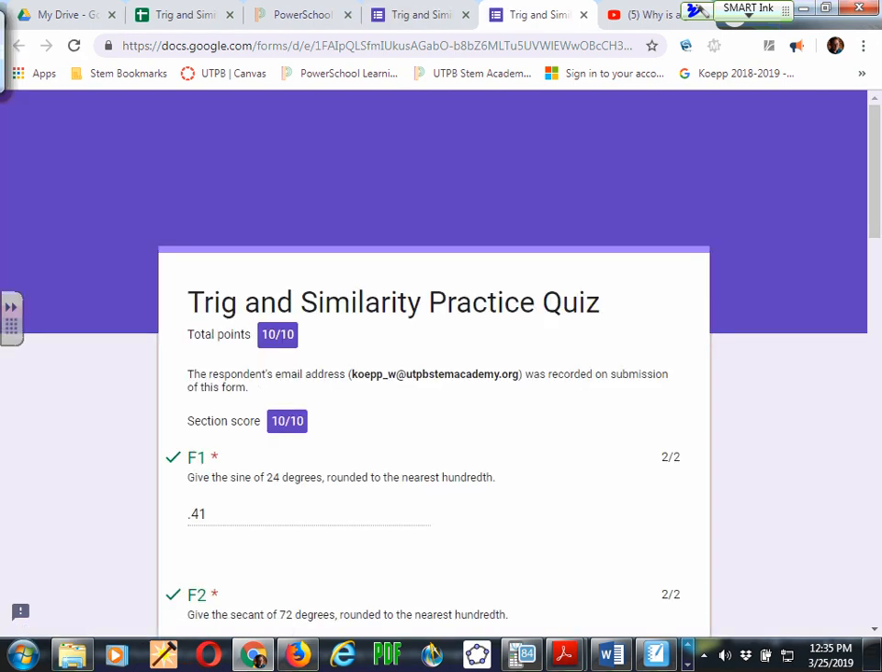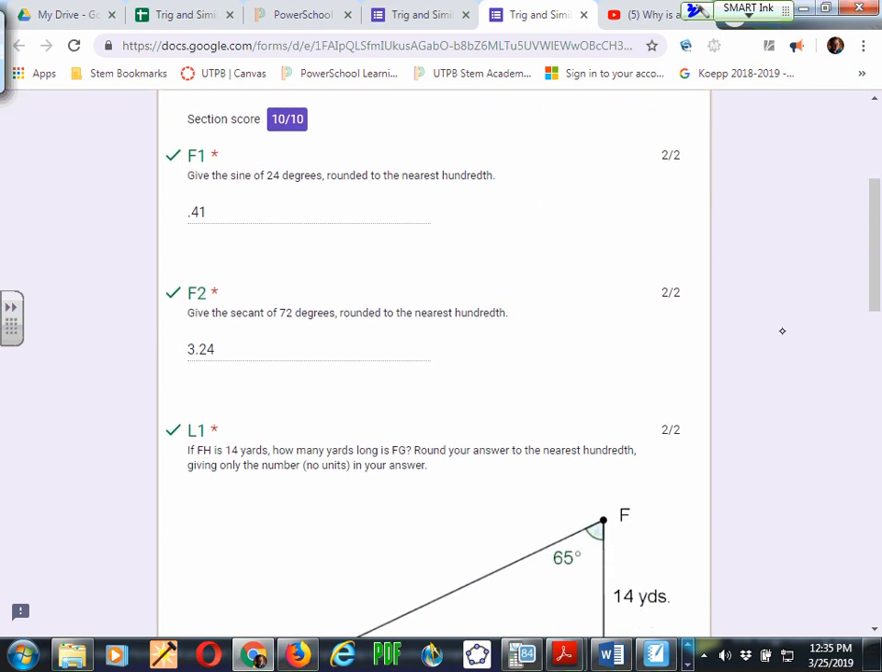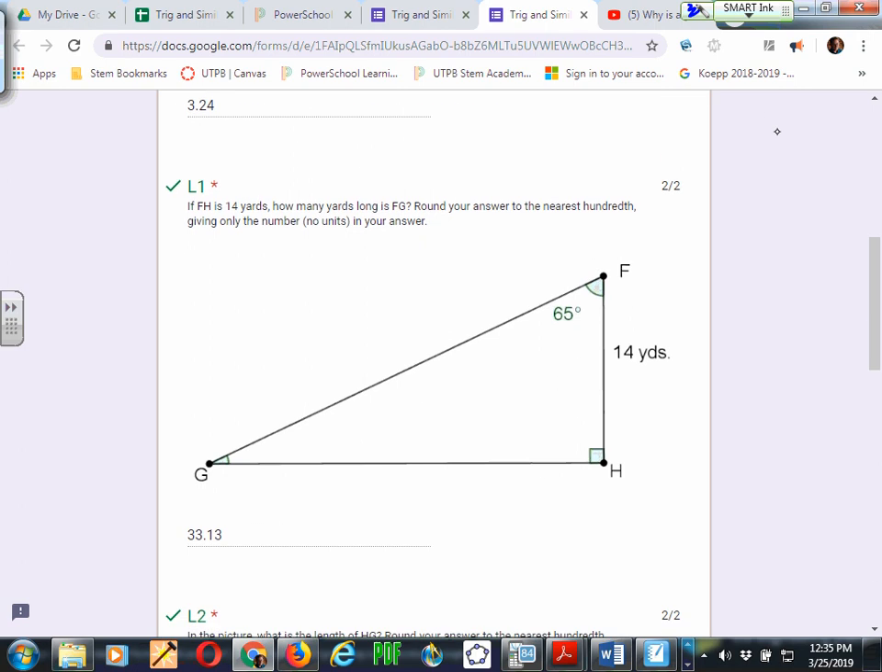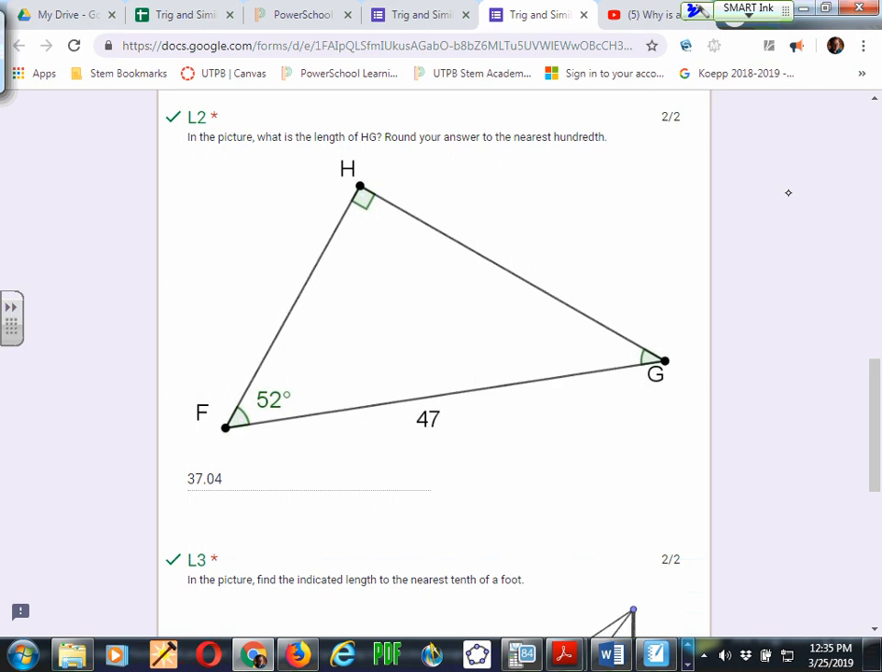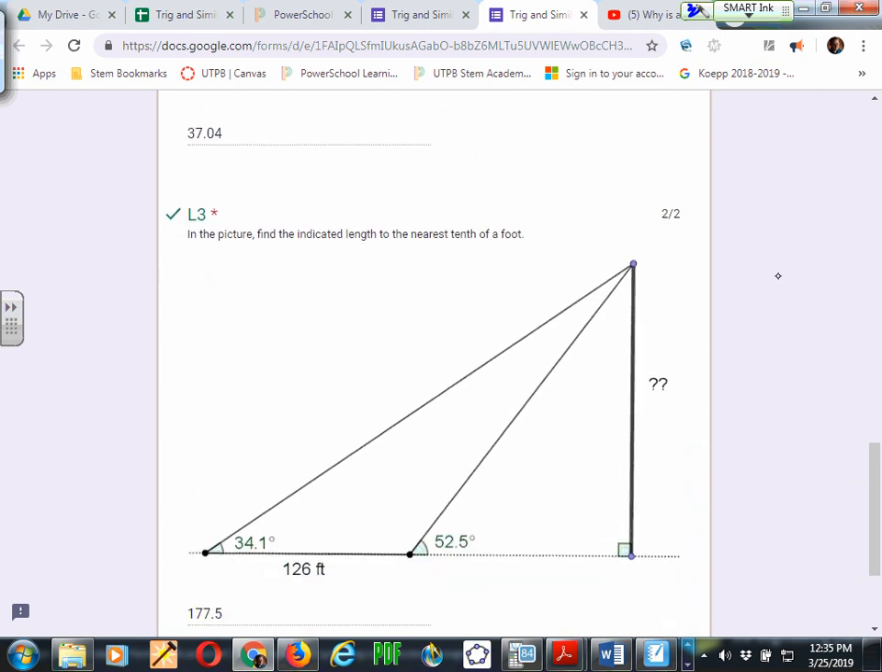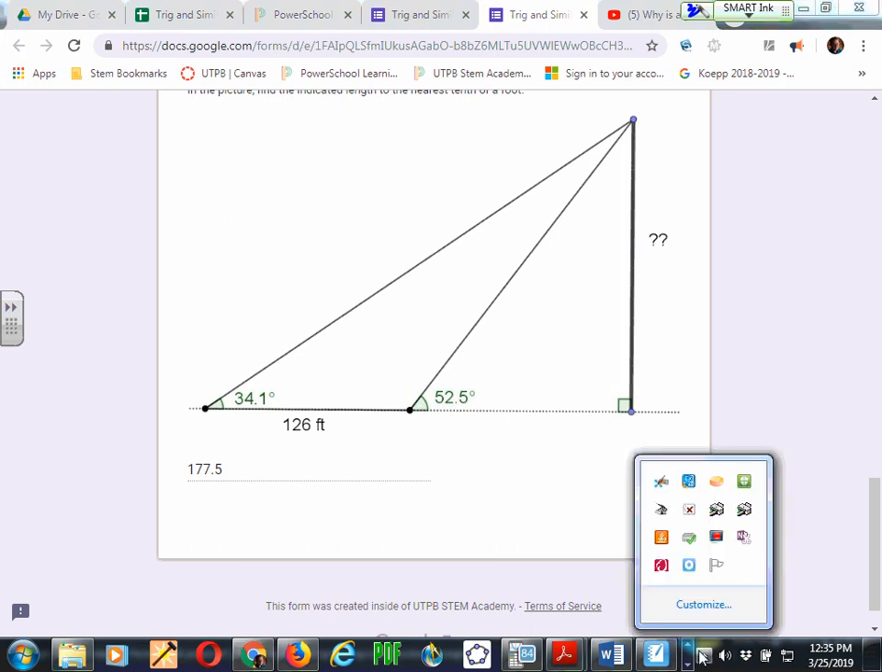10 out of 10. Wonderful. We're awesome smart. So, 0.41, 3.24 was the answer to F2. 33.13 is this one. 37.04. And lastly, 177.5. Let me stop the recording of that, because we've already gone further than we probably need to on that.